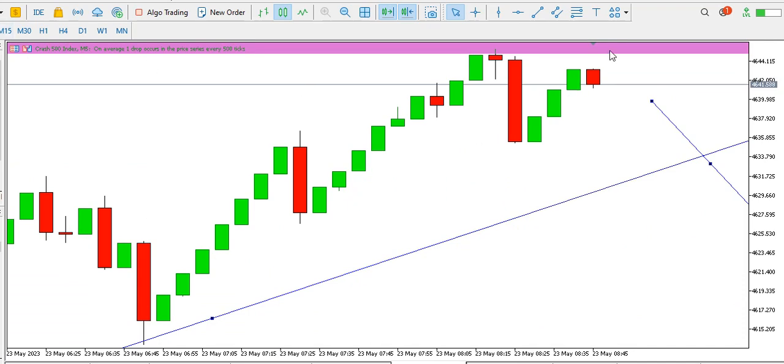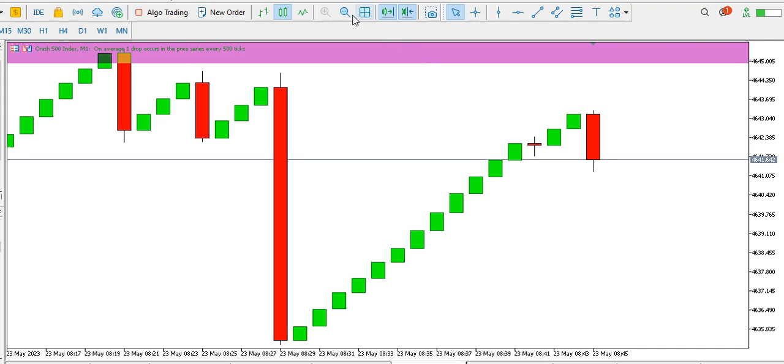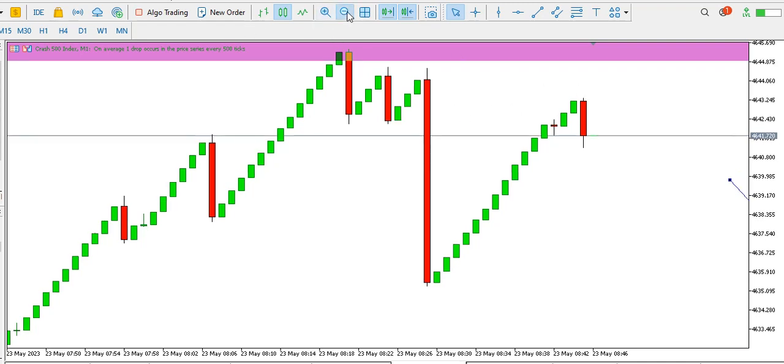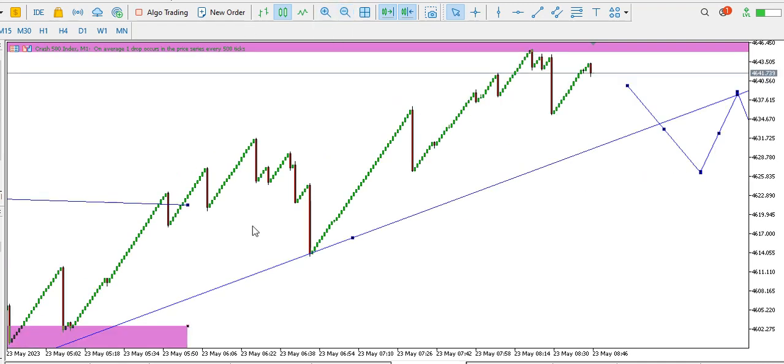Look at the 5 minutes time frame, it's still buying, although we are in a range right now, but at the end of it all, I believe it's going to go up. On the 1 minute time frame, we are still in the range, and I believe Crash 500 index should go up. So if you want to trade Crash 500 index, consider buying.